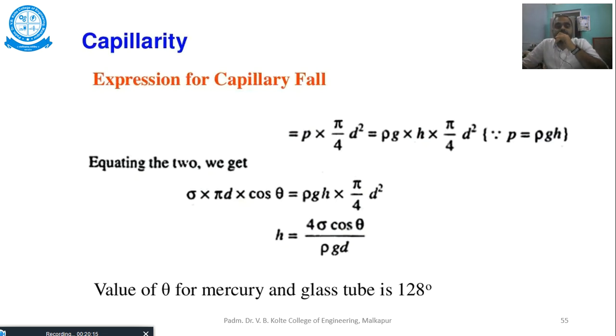So again, see, the expression for capillary rise and capillary fall is 4 sigma cos of theta upon rho g d, but for capillary rise the theta value is very small, so we neglect it. So what will be the equation for capillary rise? H is equal to 4 sigma by rho g d. And in terms of capillary fall, the angle is somewhat bigger as compared to capillary rise. Here theta is taken as 128 degrees as a constant, so that equation will be 4 sigma cos of theta upon rho g d.